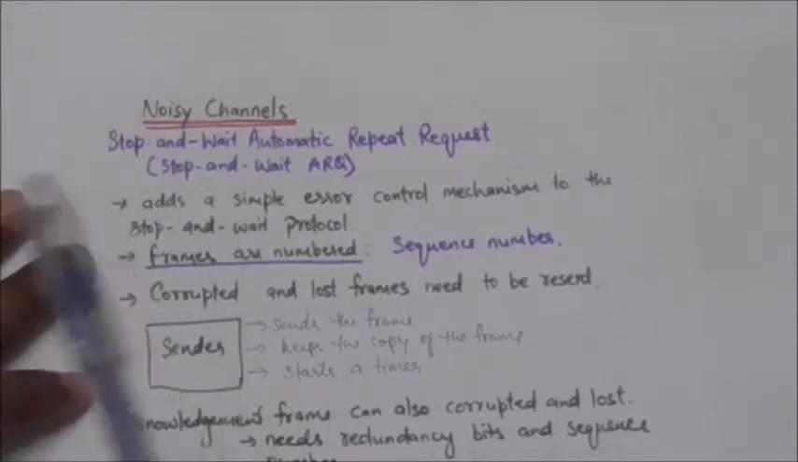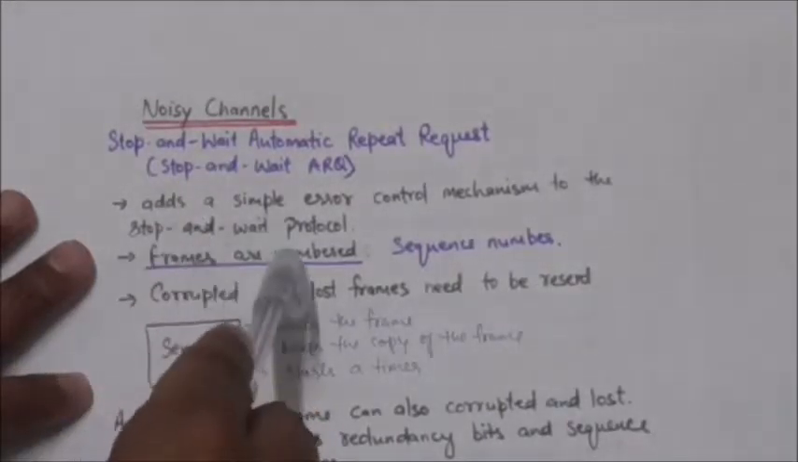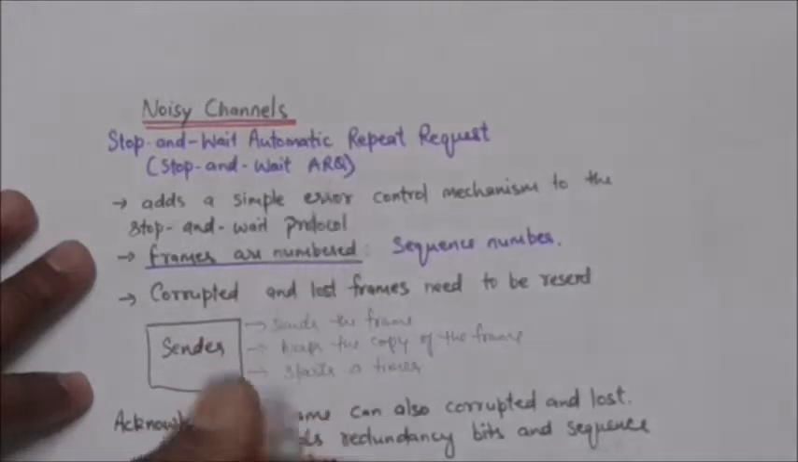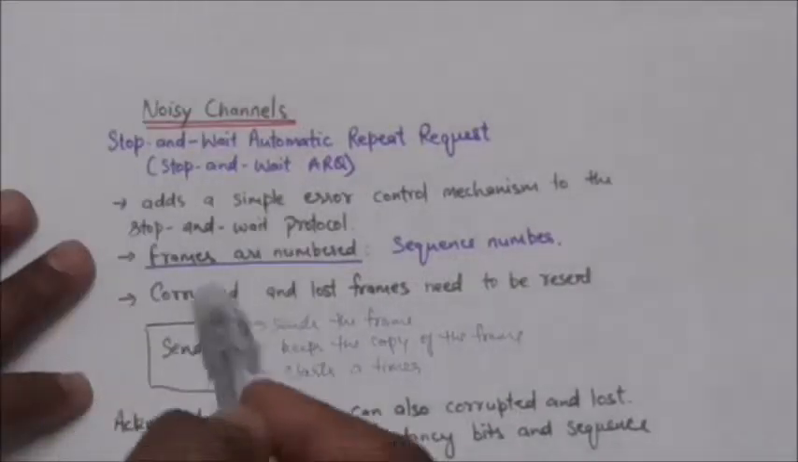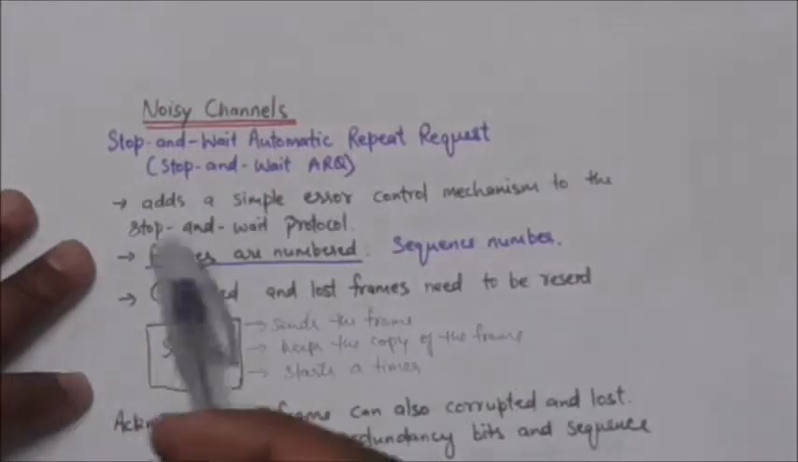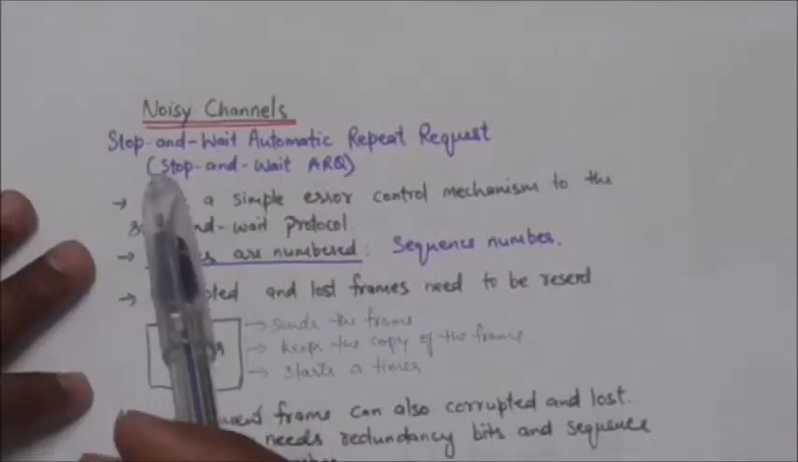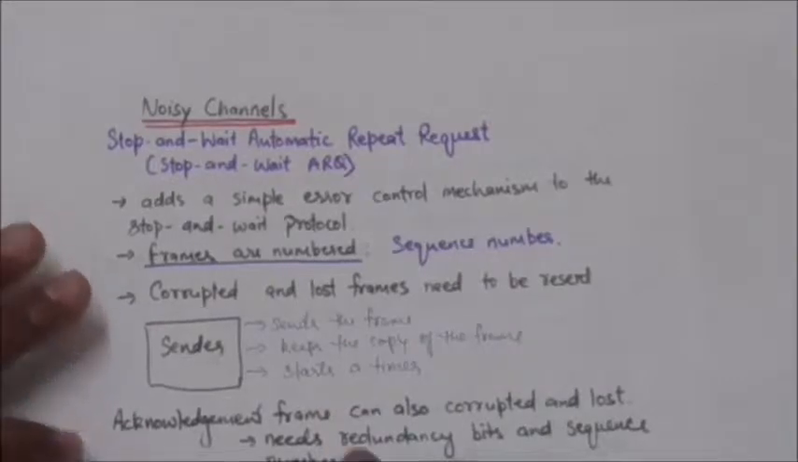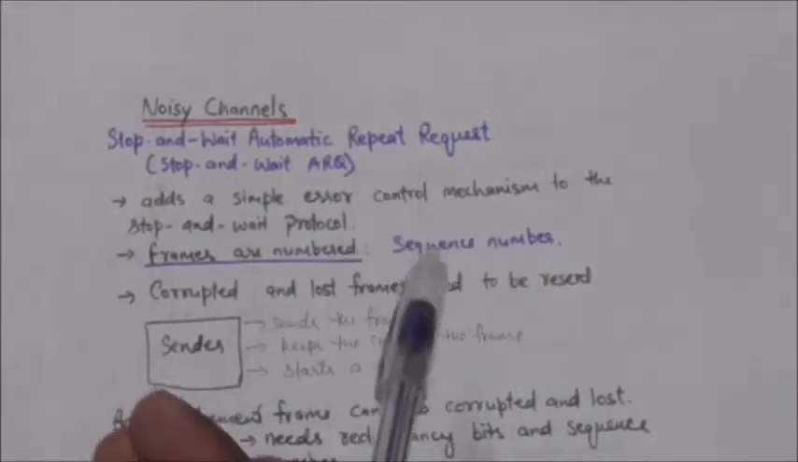What is the stop and wait protocol? That we have already studied. In this protocol, the frames are numbered. A field is added to the data frame to hold the sequence number of that frame. Redundancy bits are added to data frames to detect and correct corrupted frames. When a frame arrives at the receiver, it is checked. If it is found corrupted, then it is silently discarded. The corrupted and lost frames need to be resent.